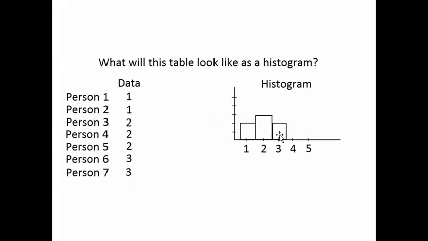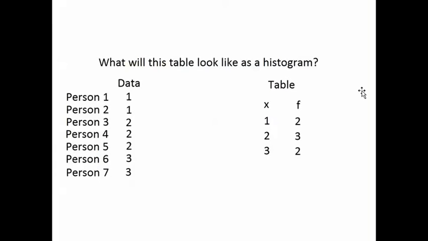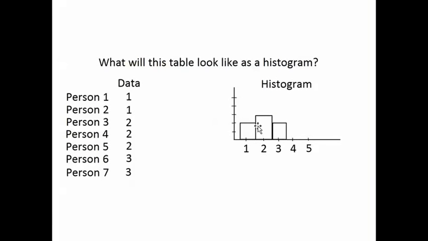The 2 numbers that appeared less often have shorter bars, and the value that appeared the most often had the tallest bar. And notice how this histogram is showing the same information that we saw in the table. In this table, the frequencies were 2, 3, and 2. And in this histogram, the frequencies are 2, 3, and 2. And now we can also see that this data set has a certain shape to it.